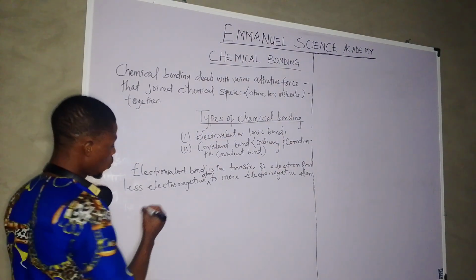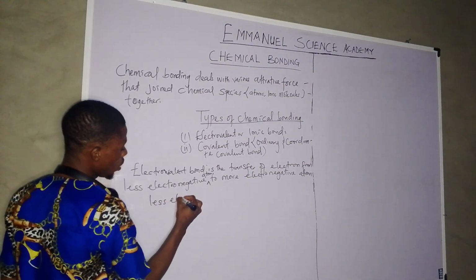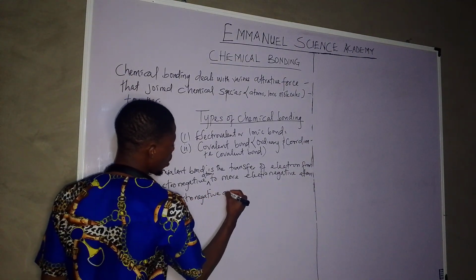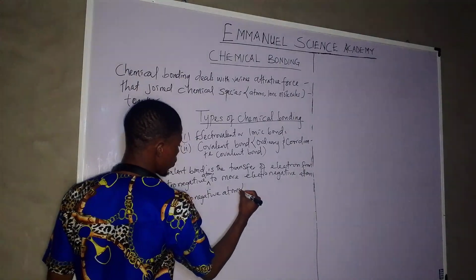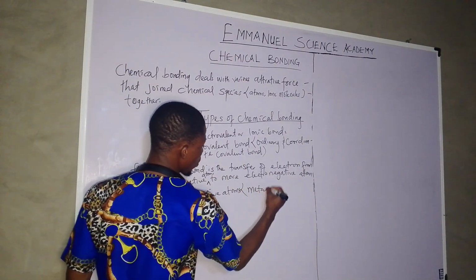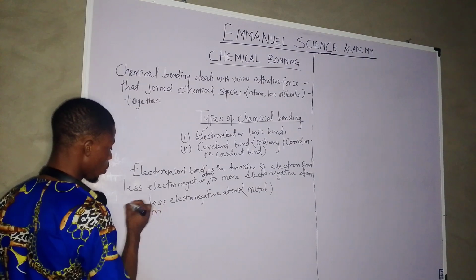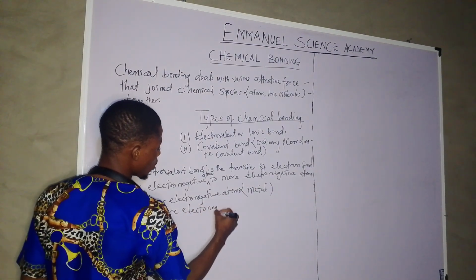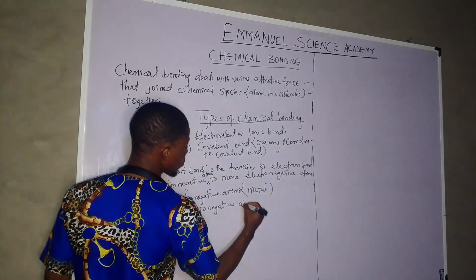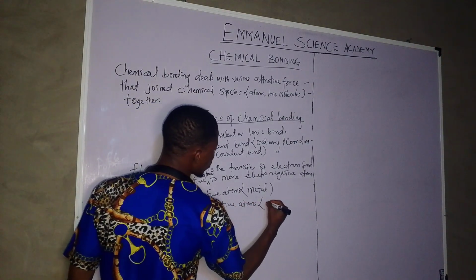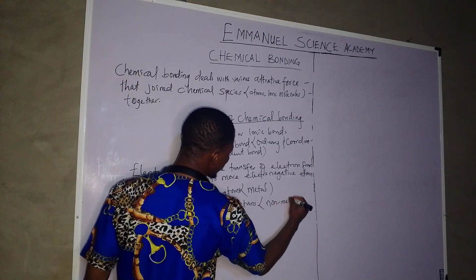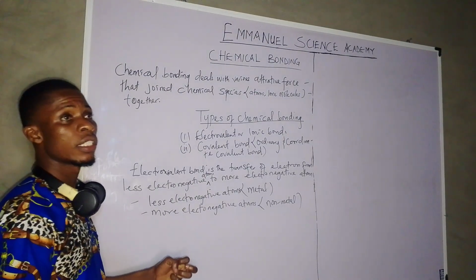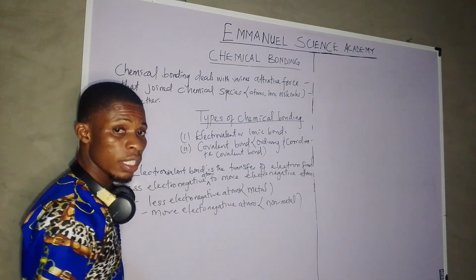Take this hint. Less electronegative atoms are what? Metals. While more electronegative atoms are what? Non-metals. So they have the characteristic, they have what? A large electronegative difference among them.